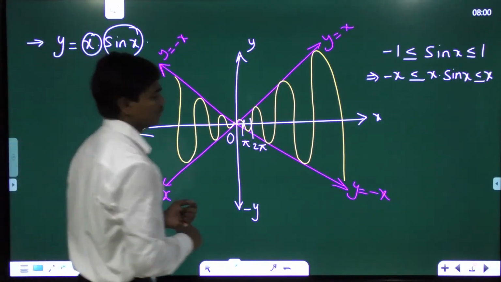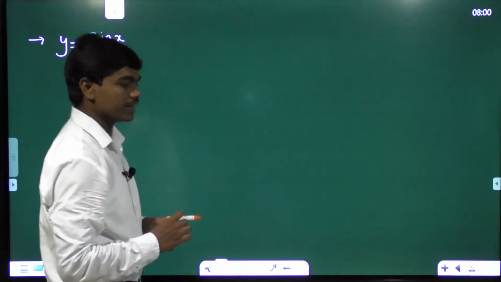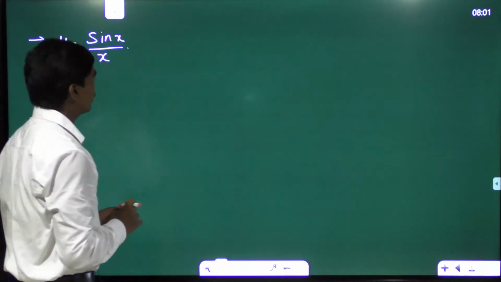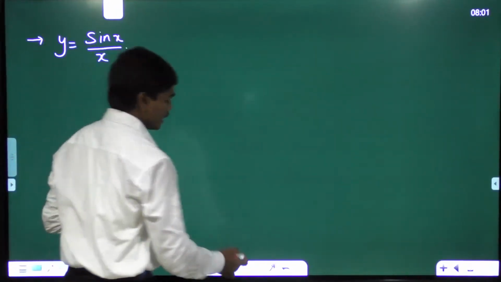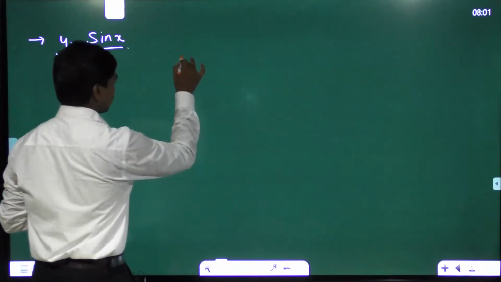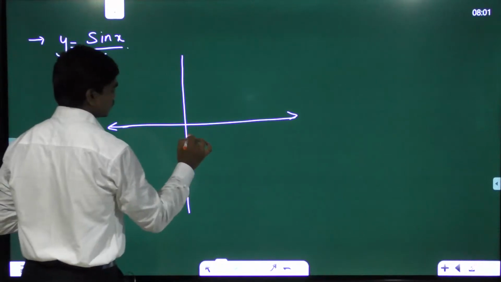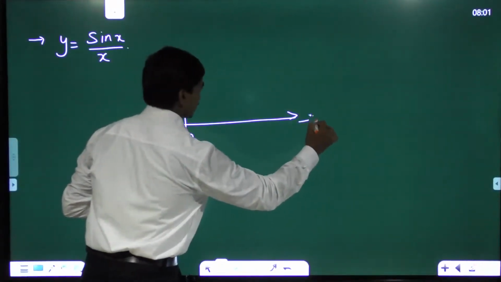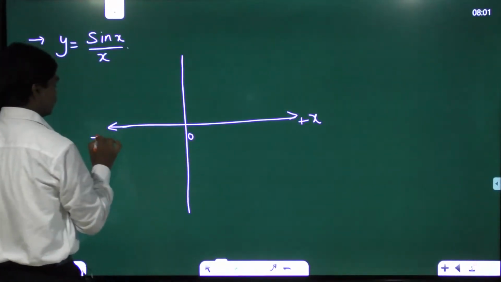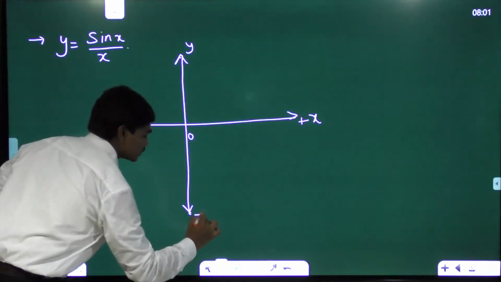Okay. Now did you all try this graph, y is equal to sin x by x? Okay, let me try now. Again, following our standard procedure, setting up the axes: zero, minus x. Sorry, this is plus x, then minus x. This is y, and this is minus y.